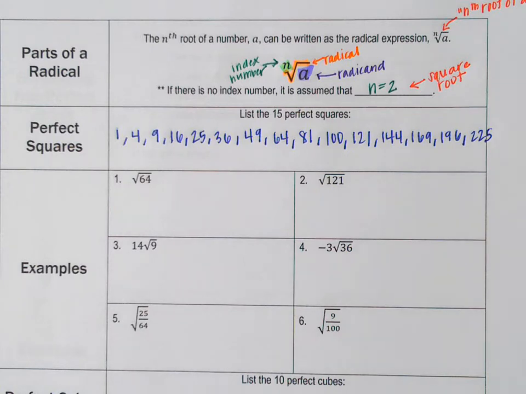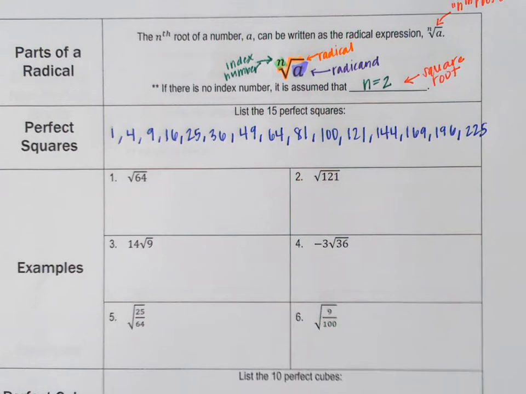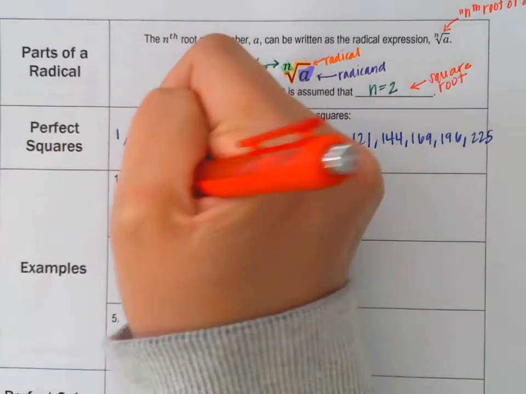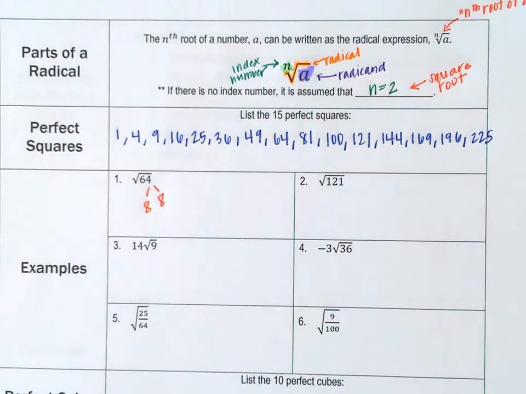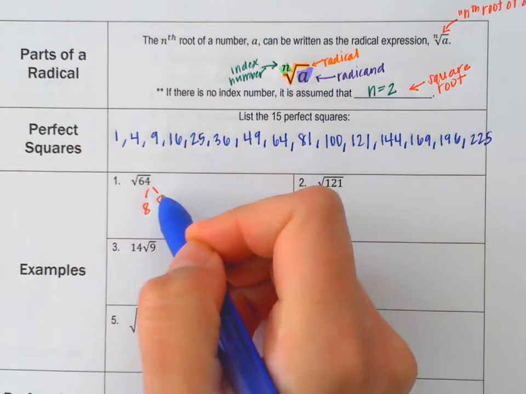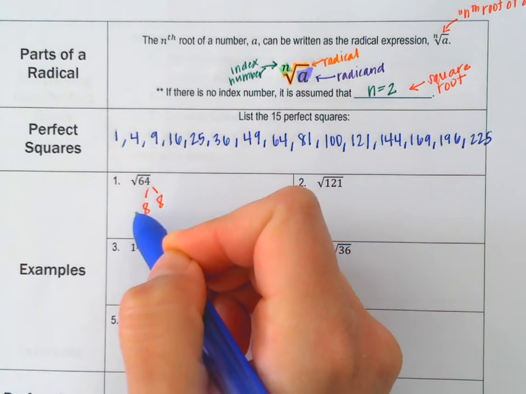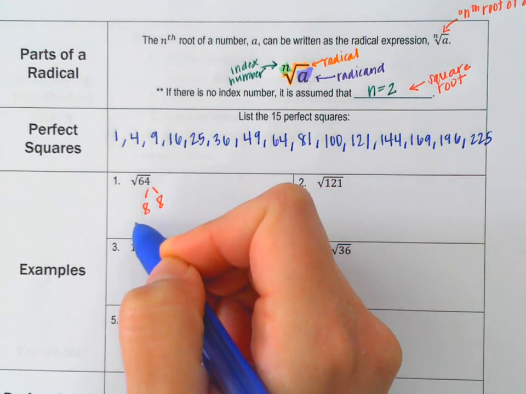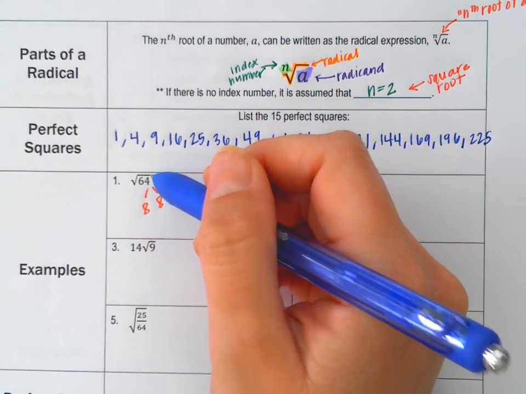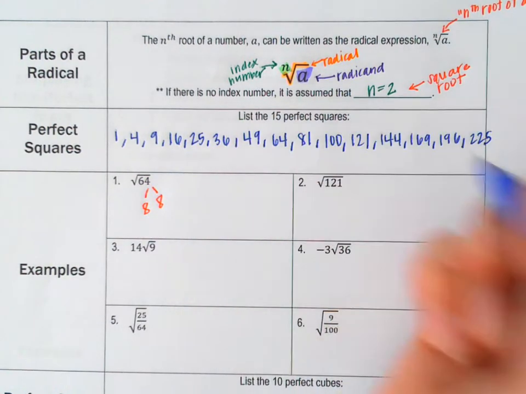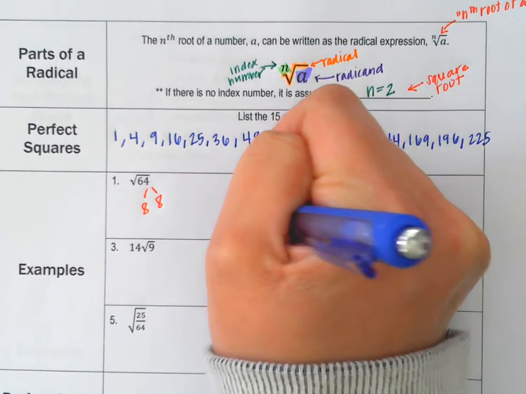Okay, so let's look at number 1. What's the square root of 64? Again, the index number here tells us we're looking for a group of 2. We know 64 is 8 times 8, so there is a group of 2 of the same number, a group of 8s. Since I have 2 of the same number, the square root of 64 comes out to be 8.